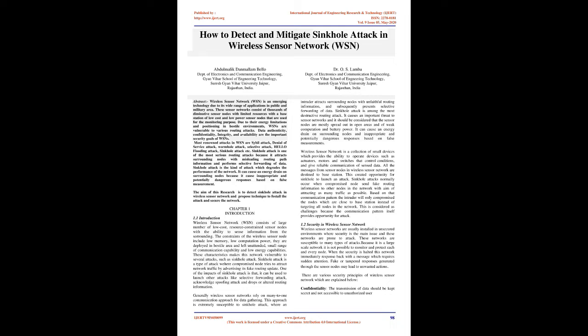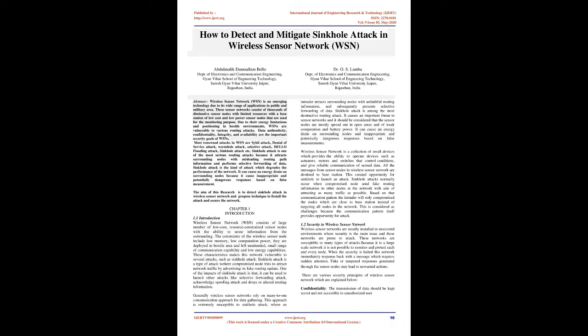Intruder attracts surrounding nodes with unfaithful routing information, and subsequently performs selective forwarding of data. Sinkhole attack is among the most destructive routing attacks. It causes an important threat to sensor networks, and it should be considered that the sensor nodes are mostly spread out in open areas and have weak computation and battery power. It can cause an energy drain on surrounding nodes and inappropriate and potentially dangerous responses based on false measurements.